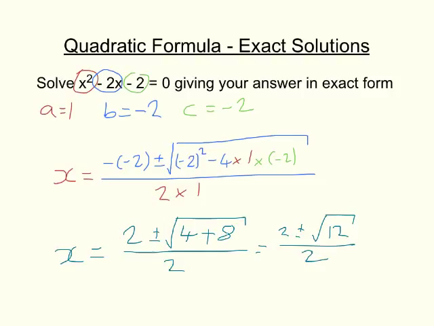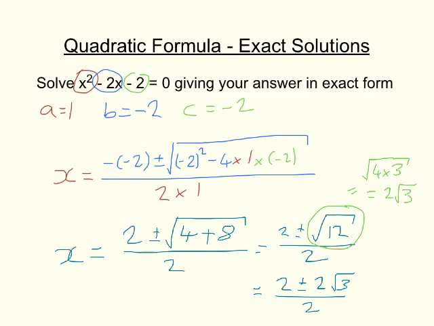But we can rewrite the square root of 12. This is equal to the square root of 4 times 3, which is equal to 2 root 3. So we get 2 plus or minus 2 root 3 over 2, which is equal to 1 plus or minus root 3, because we can cancel the 2's in both parts with the 2 on the bottom. So our final answer in exact form is 1 plus or minus root 3. That's 1 plus root 3 and 1 minus root 3 are our two solutions to this equation.